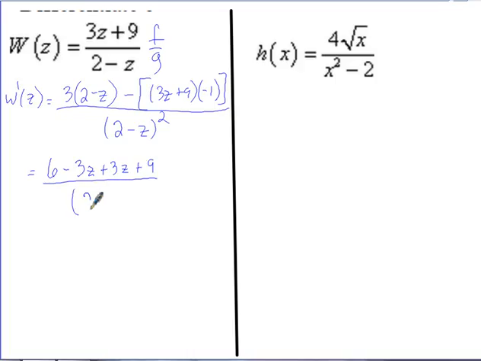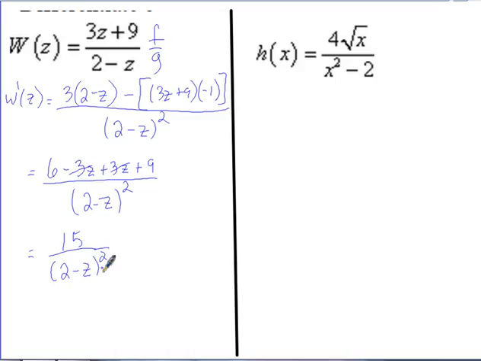Now this is where I hope you did not waste your time. You don't actually have to FOIL that out. You could just leave it as (2 minus z) squared. But if you did, it's okay. The reason you don't FOIL out, well, let me show you why. So does anybody see what's going to happen here? They're going to cancel. I'll be left with what? 15 over (2 minus z) squared.